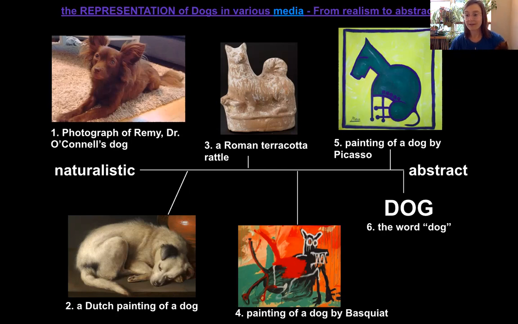So that's my dog. So he is an actual being that exists. If I'm trying to represent him and make an artwork of him, the most realistic thing that I could do potentially is to take a photograph. So number one on our little scale of naturalism is the photograph of Remy. So it gives you a sense that even if you hadn't just seen him on the video, or you're seeing him on the video, it gives you a sense of what he looks like, his color, fur, and so forth.